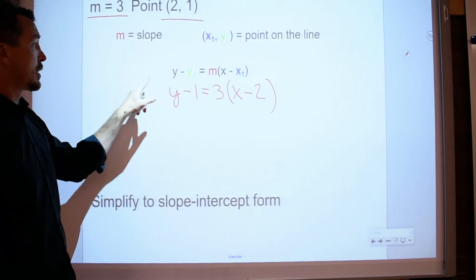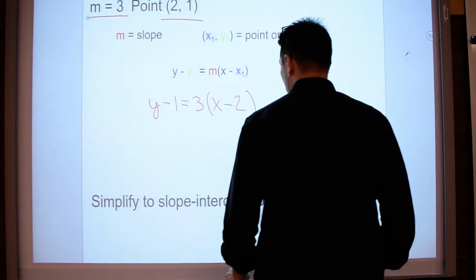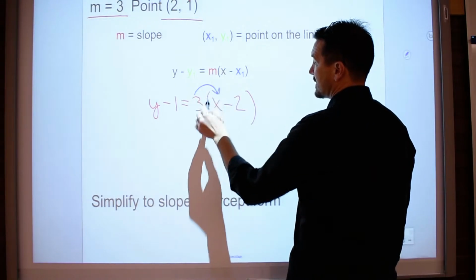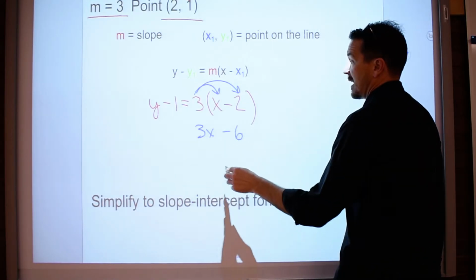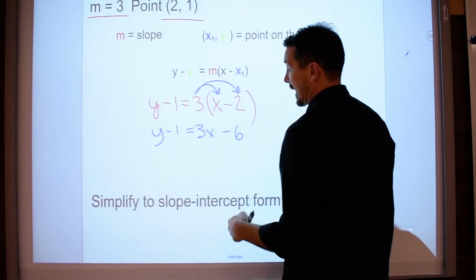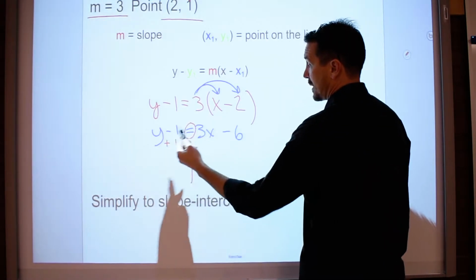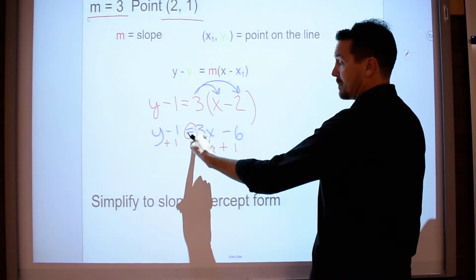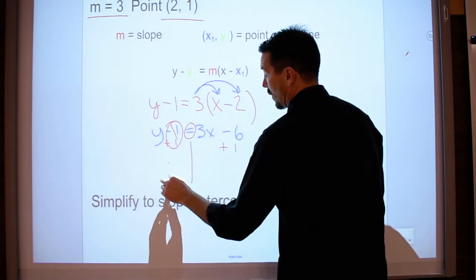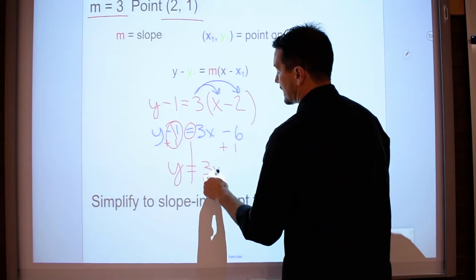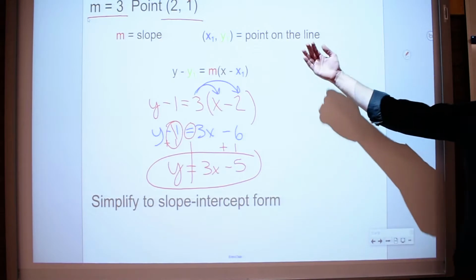To simplify to slope-intercept form just means I have to get y by itself. To do that, I'm going to do some simplifying. So I'm going to distribute here. 3 times x is 3x, and 3 times negative 2 is negative 6, equals y minus 1. Now I've got to get y alone. So I'm going to get rid of minus 1 by adding 1. If I add 1 to one side, I add 1 to the other side. I didn't add it to the x because that's not a like term, but constants are like terms. So this is 0, and I get y equals 3x minus 5. I've just gone from point-slope form to slope-intercept form.